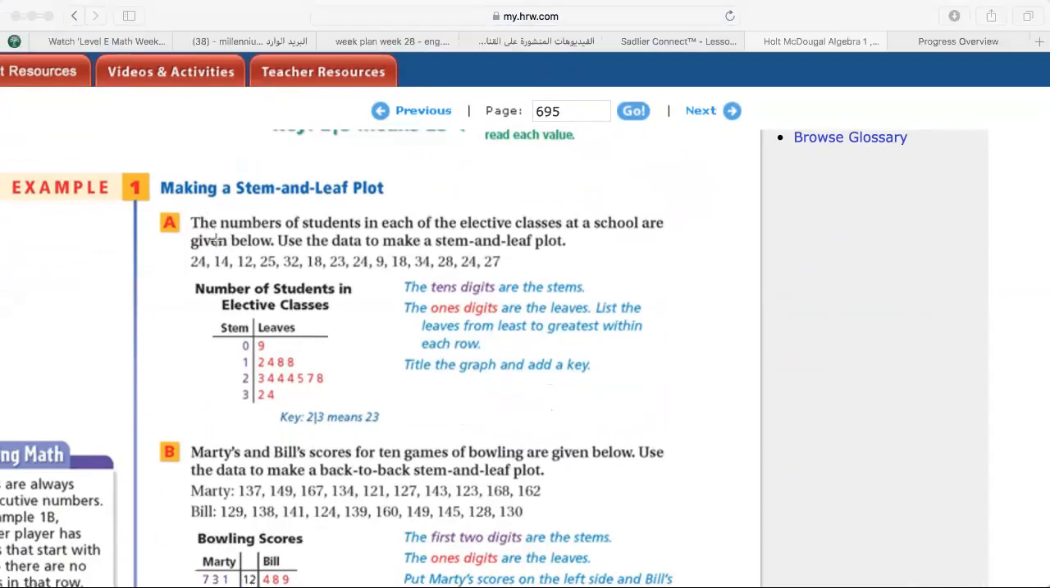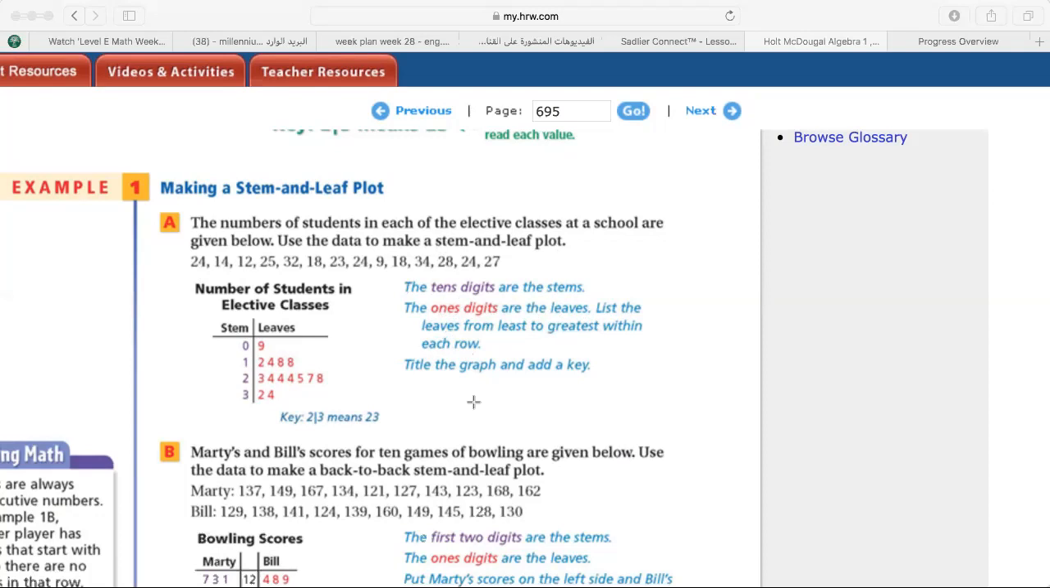Okay, the numbers of students in each of the elective classes at a school are given below. Use the data to make a stem and leaf plot. So I have 24, 14, 12, and so many numbers. So the tens digits are the stems and the ones digits are the leaves, because we said that the last digit I'm going to put in the leaf or leaves. Leaves is the plural of leaf. Then list the leaves from least to greatest within each row. Then title the graph and add a key. Here are the steps that you're going to follow.